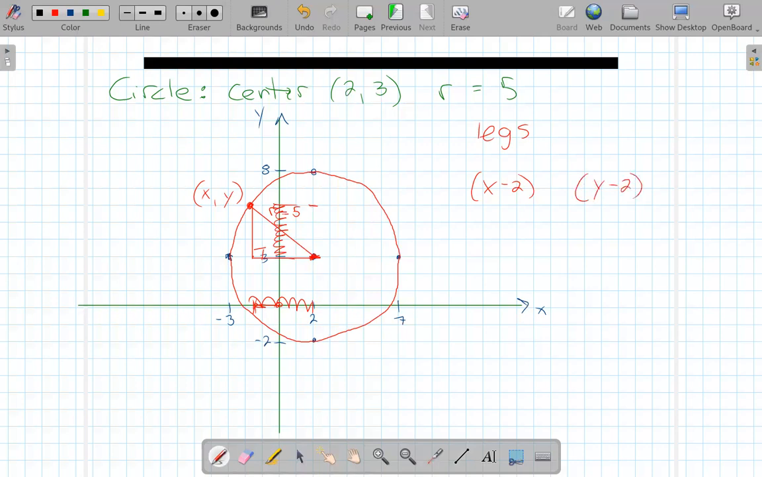And the Pythagorean theorem says measure each leg. So here's the measurement of one leg, x minus 2, square it. Add that to the other distance squared, and that has to be equal to the radius squared.